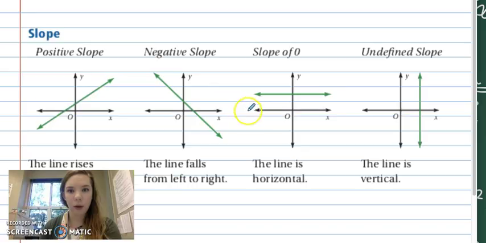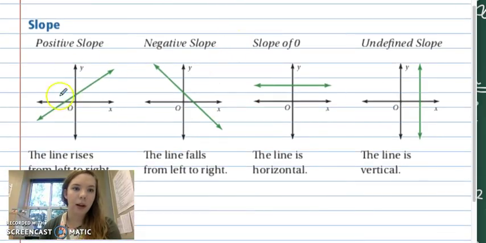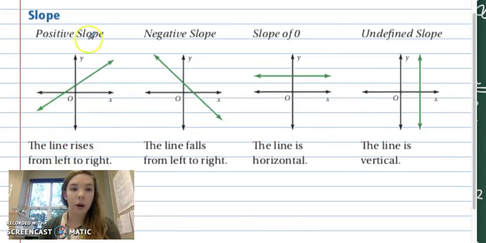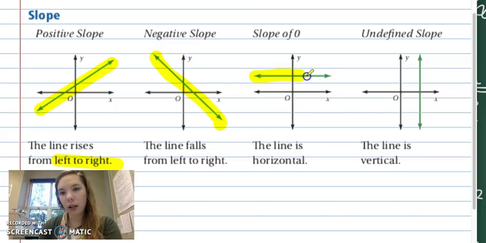Okay, and then here's a quick summary of what we just talked about today. So positive slope, if it rises from left to right, and we always read from left to right, just like how we read a book from left to right. So from left to right, this one is going up. From left to right, this one is going down, so it's negative. All horizontal lines have a slope of 0, and all vertical lines have an undefined slope. Okay?